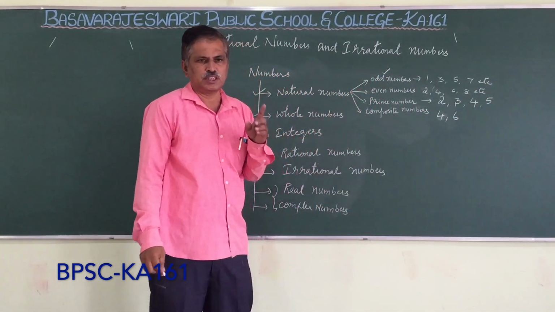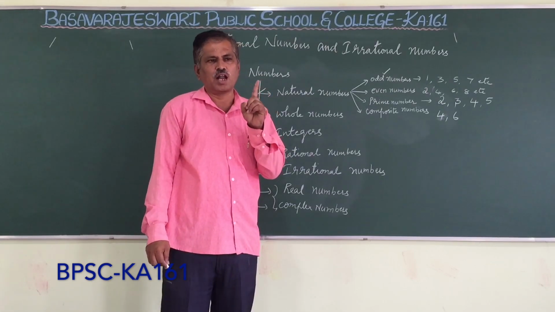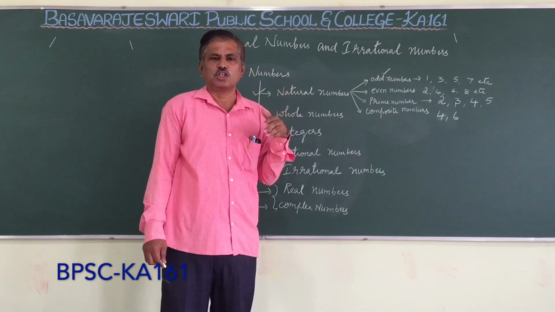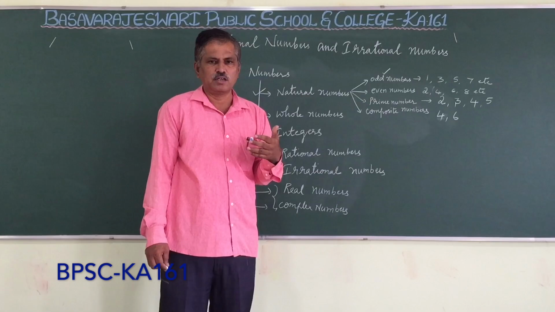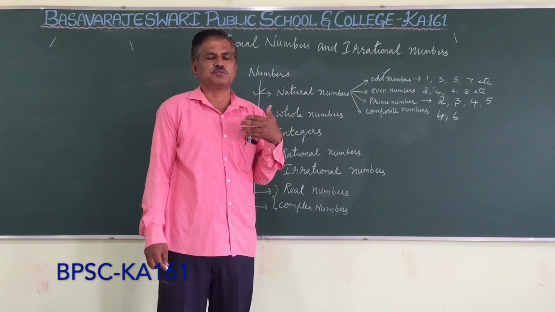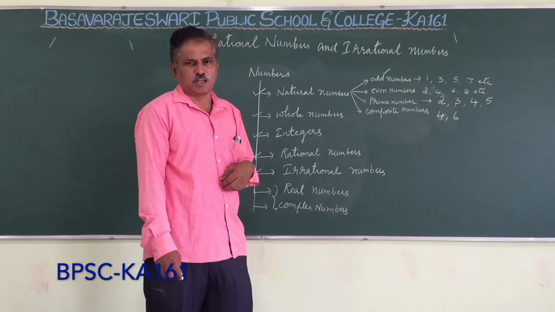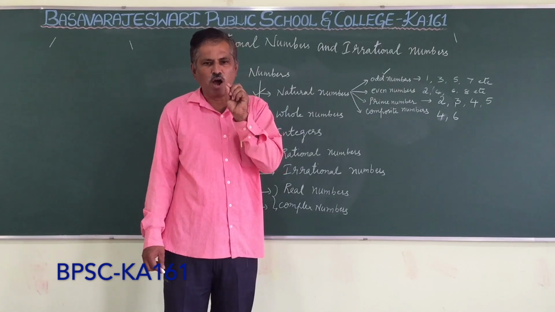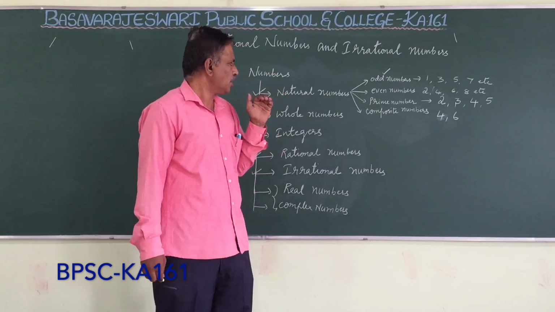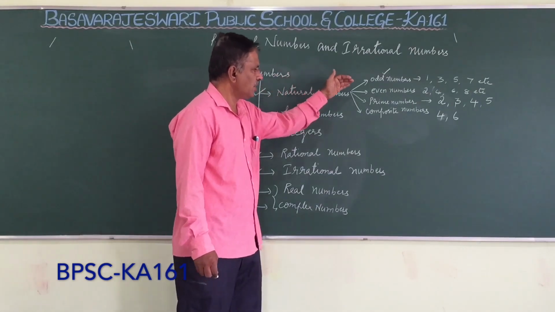Then prime number means, listen very carefully, those numbers which are divisible by 1 and itself, they are called prime numbers. Composite numbers means those numbers which are divisible by 1, by itself, and also have other factors, they divide by some other number. Those numbers are called composite numbers. You should note down that 1 is neither a prime number nor a composite number. So natural numbers are nothing but counting numbers.